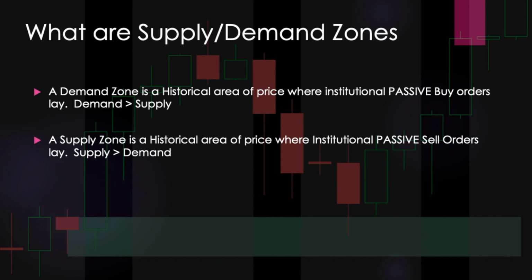So as you may notice, I emphasize the word passive. This is because these institutional orders are limit orders. Therefore, they add liquidity to the market and are waiting for aggressive, usually retail market orders to fill them.